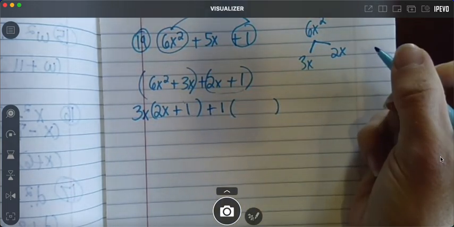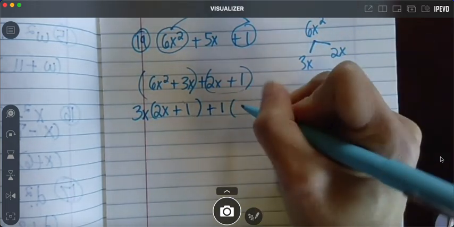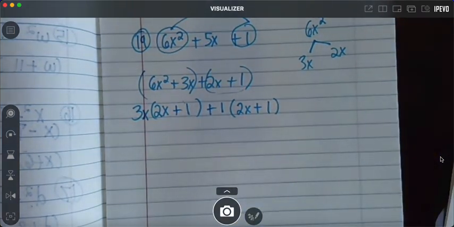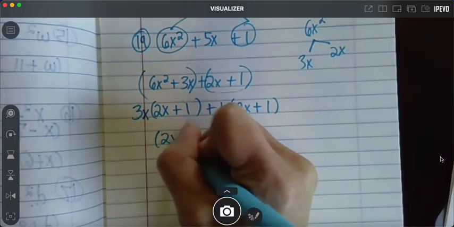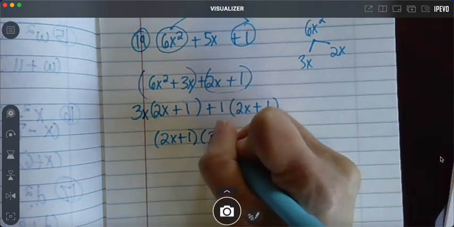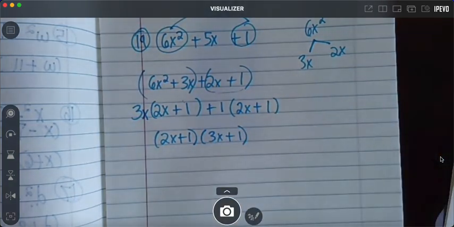What's left over? What's 2x divided by 1? What's 1 divided by 1? Do you see that your parentheses are the same? Yes. So that's one of my answers. And what's my other one? 3x plus 1. There you go. That's how you do granny glasses. Every time it's the same method.